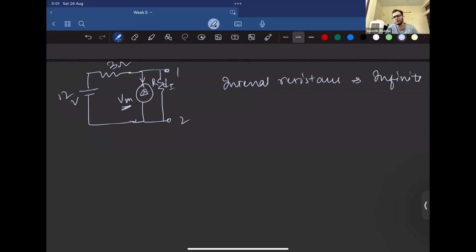And for an ammeter, it would be different, right? You want the whole current to pass through that ammeter, right? So the internal resistance should be zero, so that the whole current passes through it, and you are able to correctly, accurately measure that current.